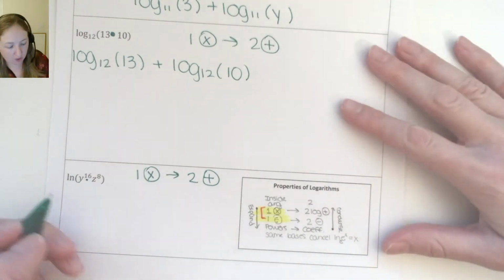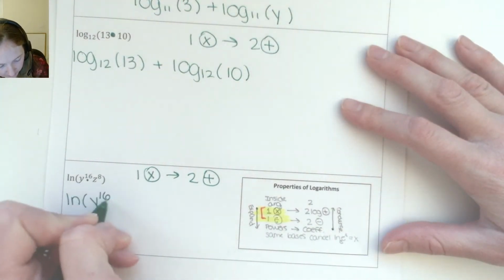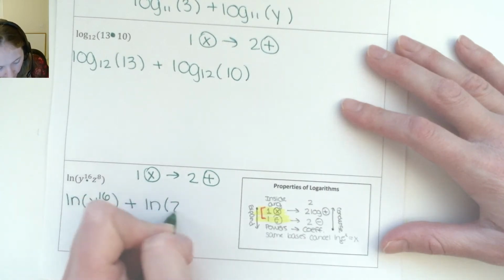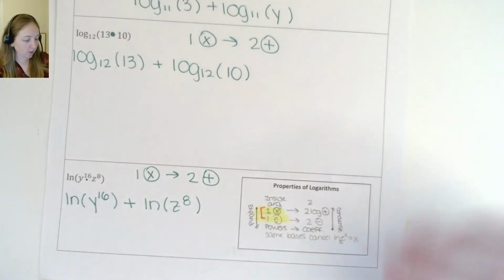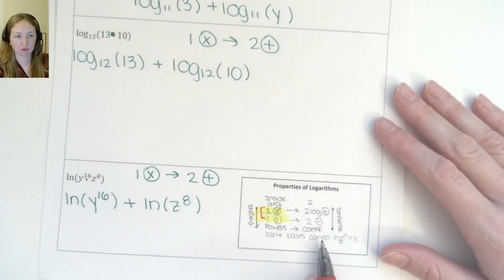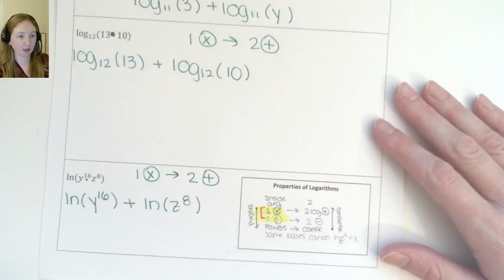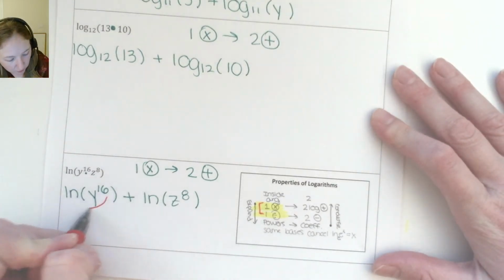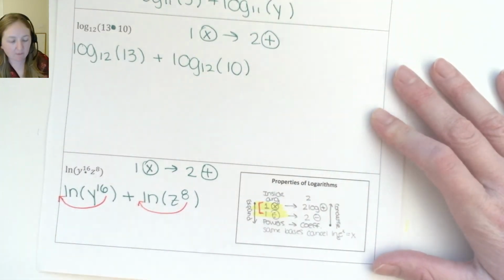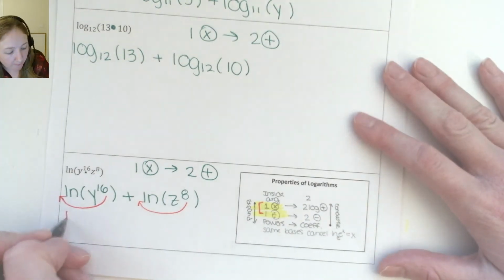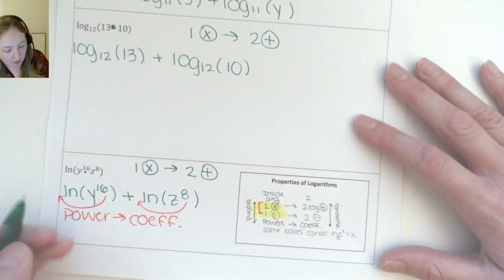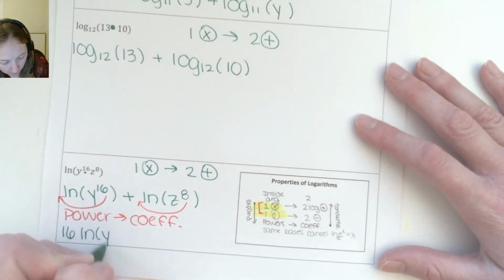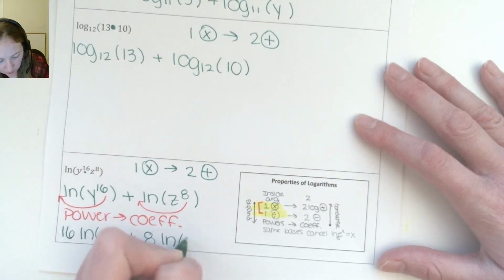We start with multiplication. So this is natural log y to the 16th plus another natural log of z to the 8th. Once you have exhausted the multiplication and division, then it's time to think about the powers, and here the powers will go to the coefficients. Now, keep in mind, we are not differentiating. So sometimes I'll draw an arrow like this just to really emphasize there's no derivative going on here. This is just the power going to the coefficient. So that becomes 16 natural log of y, and then plus 8 natural log of z.